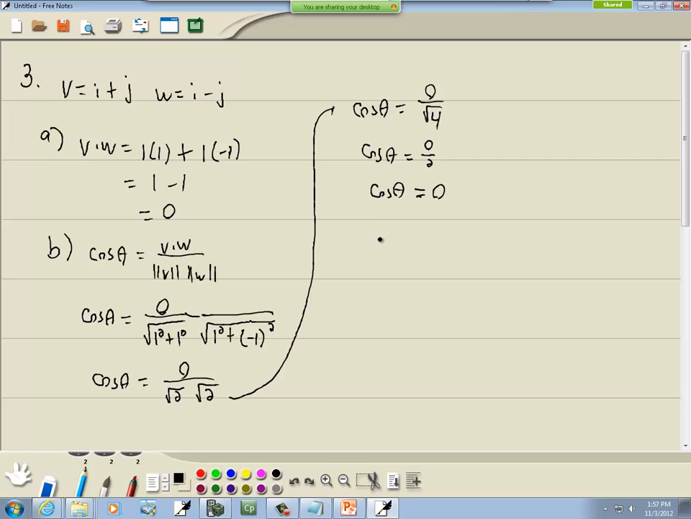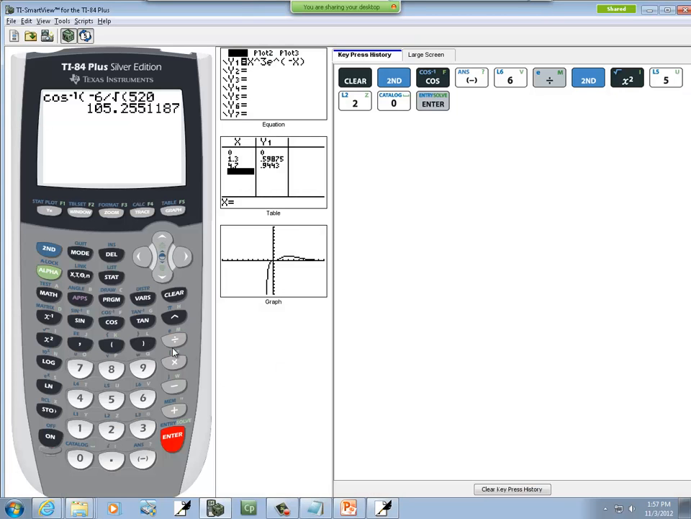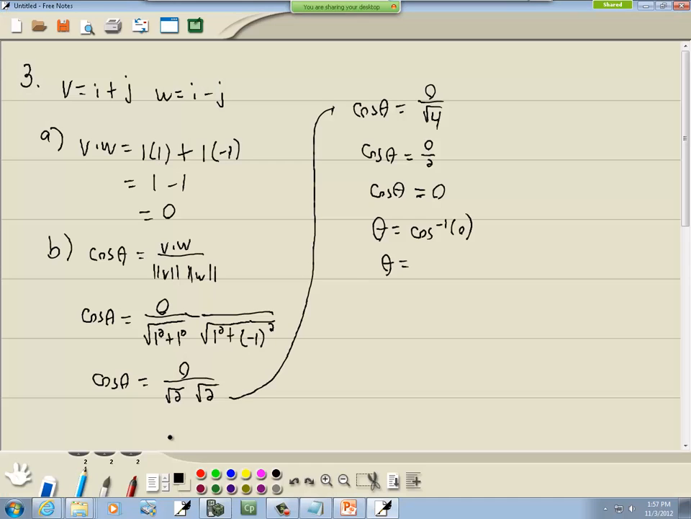Okay, now we're going to take inverse cosine of both sides. And this is actually on the unit circle, so I could use that, but let me go ahead and use the calculator. So do second cosine, put 0 in, and we get 90 degrees. Okay, that's the angle between them. This is our dot product. See, if they're parallel. Well, they're obviously not parallel. Here's i and here's i, and this is j and this is negative j. But our angle between them is 90 degrees, which means they're orthogonal.